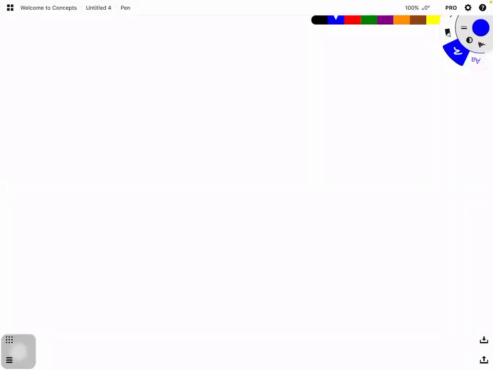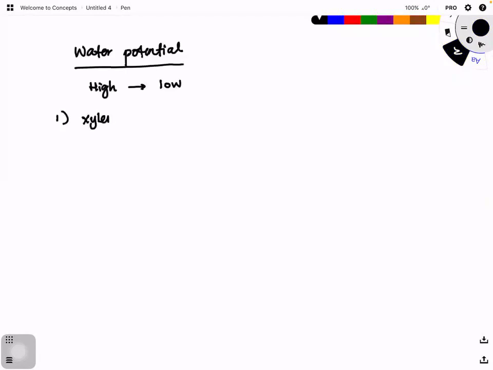Now generally, if you rank the water potential from high to low, high water potential to low water potential, rank number 1, the highest, will be the xylem vessel element.